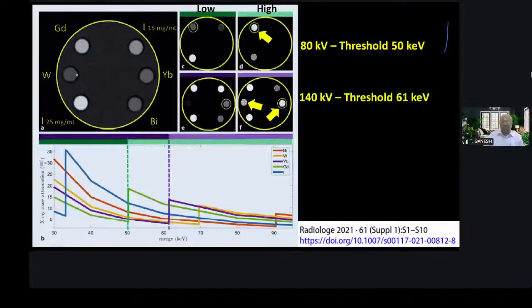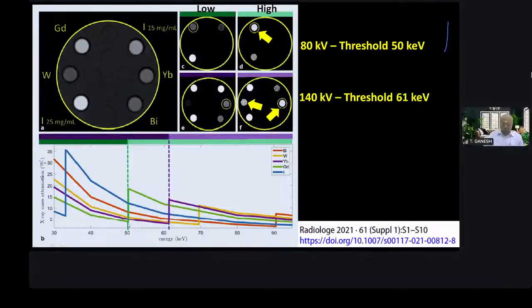Once again, the same principle, you can see here, iodine 15 milligram per ml, 25 milligram per ml. This is iodine, this is iodine, this is tungsten, this is gold, yttrium, and bismuth. 80 kV, threshold 50 kV. So this is low, less than 50 kV. This is just above 50 kV.